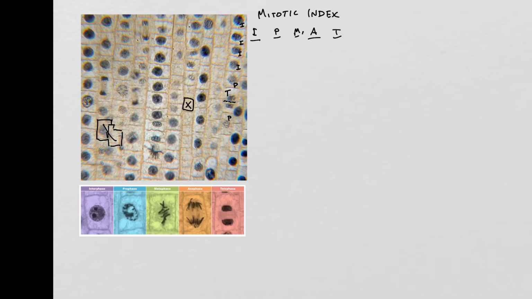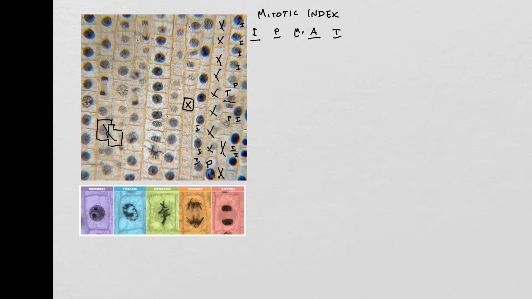Here's a good prophase. We're not counting this one, we're not counting this one. Here's an interphase and an interphase and an interphase. I'm going to ignore these other ones over here. Here's a prophase because we can start to see some white space in there. I'm ignoring all of these here.